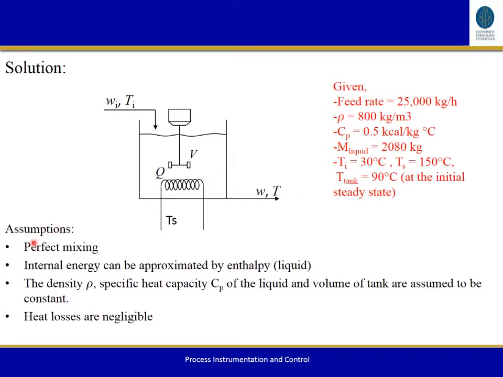Next, we need to list down all the assumptions. First, we assume that it's a perfect mixing. Then, internal energy can be approximated by enthalpy because of the liquid. The density, specific heat capacity of the liquid, and volume of the tank are assumed to be constant. Then, the heat losses are negligible.